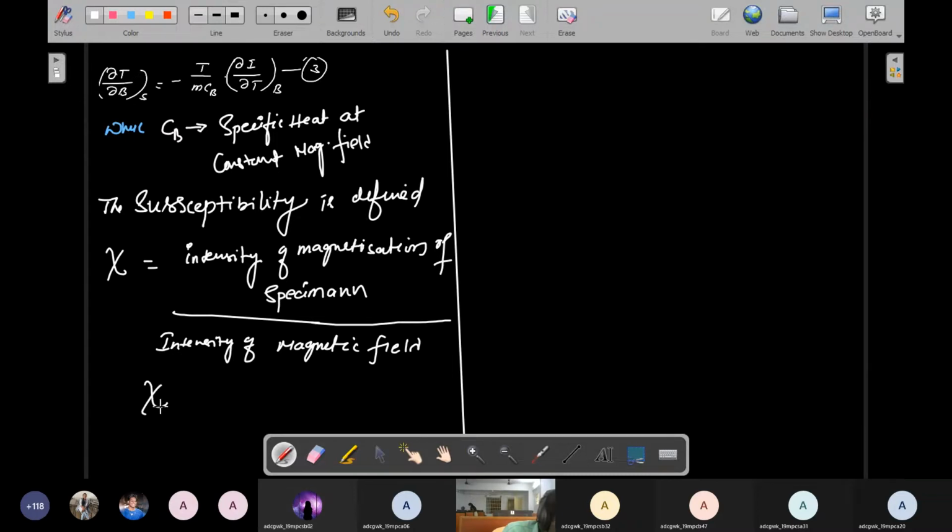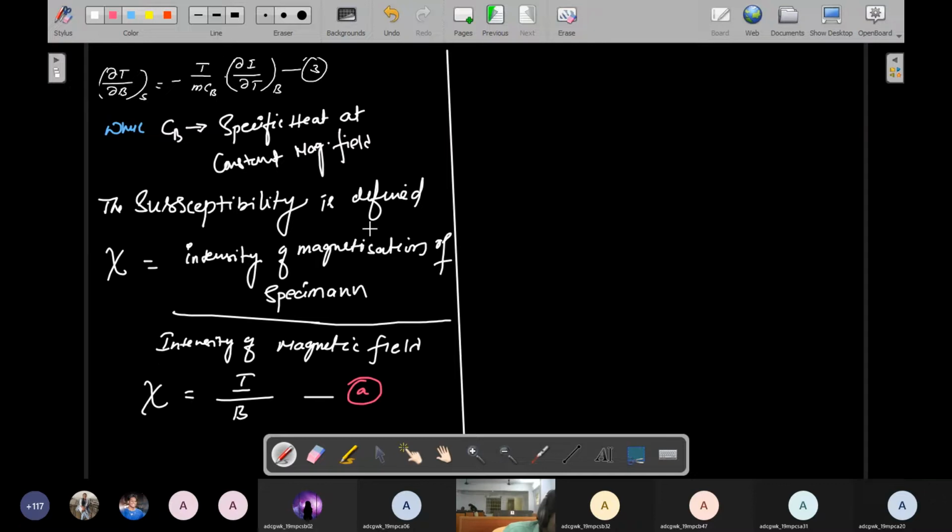So therefore this equation can be written with the xi symbol: xi is equal to I, the intensity of magnetization of the specimen. Whatever specimen you consider, this is called gadolinium sulfide. The specimen intensity is capital I divided by the intensity of magnetic field, that is capital B. Capital B is the magnetic field intensity. So this is equation A.